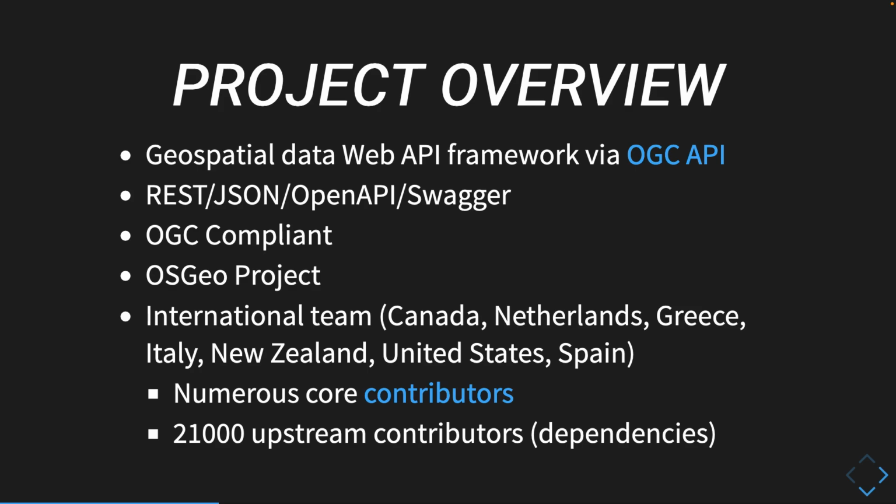What does pygeoapi do? It's a geospatial data web API framework that is designed to support all of the OGC API standards, which basically means it takes on the approaches put forth in the standards, implementing REST, JSON, OpenAPI, and Swagger for different geospatial data types and geospatial services. pygeoapi is OGC compliant already for OGC API features, as well as OGC API environmental data retrieval, and it is a reference implementation for both of those.